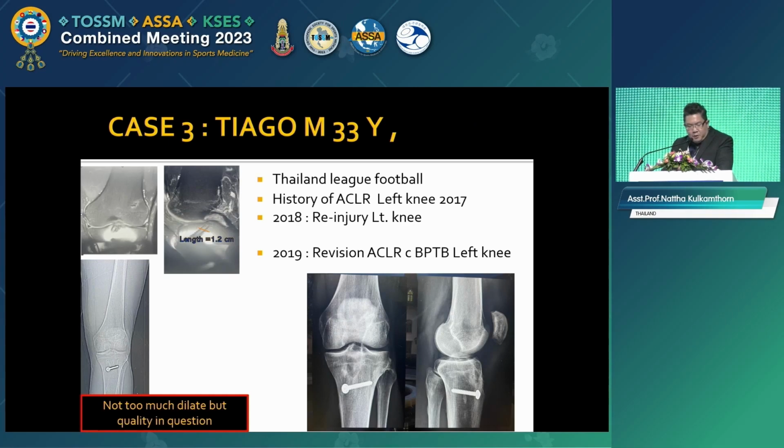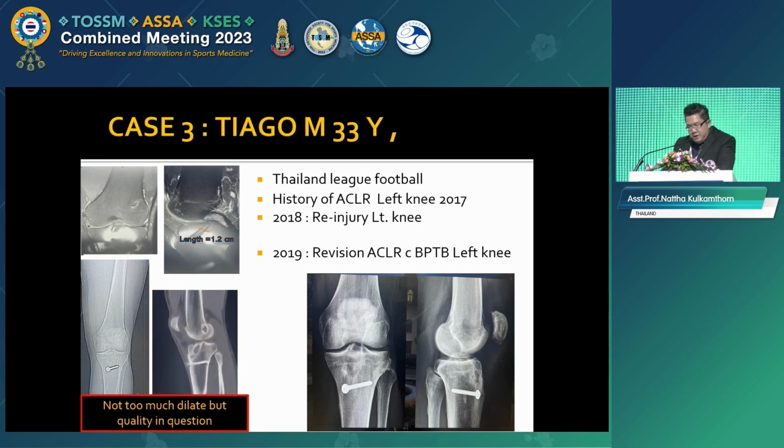Another case is a professional football player. He had a single bundle bone patellar tendon bone graft 2 years before re-injury and came to see me. The tunnel is not quite large, but I will show you. On CT and MRI we could not evaluate the quality of the bone. So in this case I decided to revise with the contralateral bone patellar tendon bone graft.